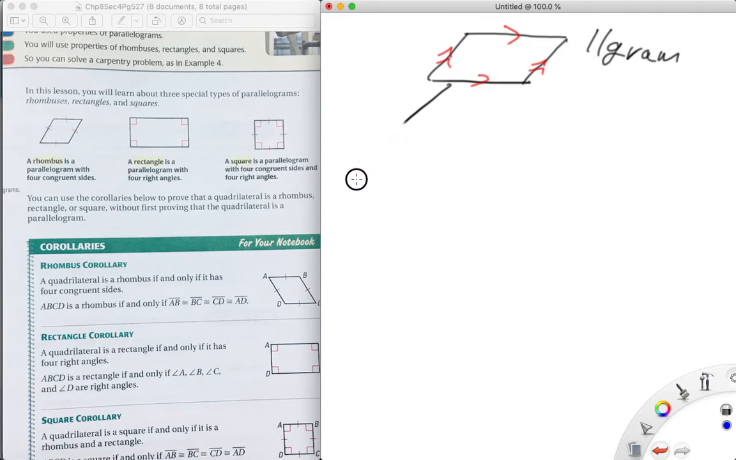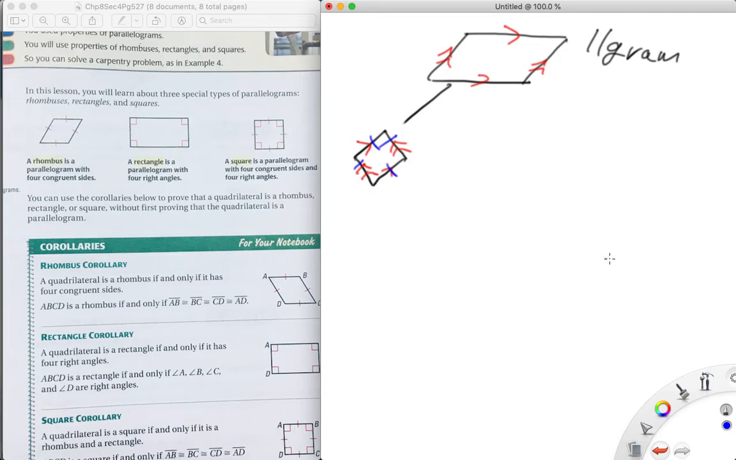So I'm going to draw this again. It's too small. All four sides. You can think of it sort of as a diamond shape. A lot of people think of rhombuses as diamonds. So I'll draw that. Parallelogram. All four sides are congruent.